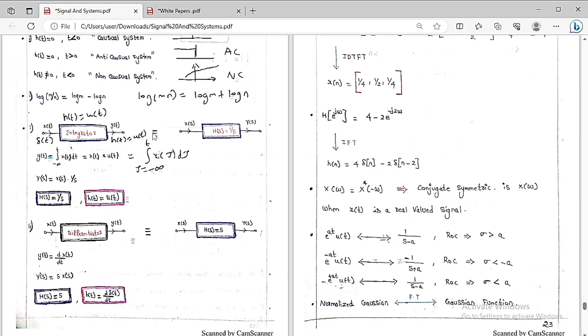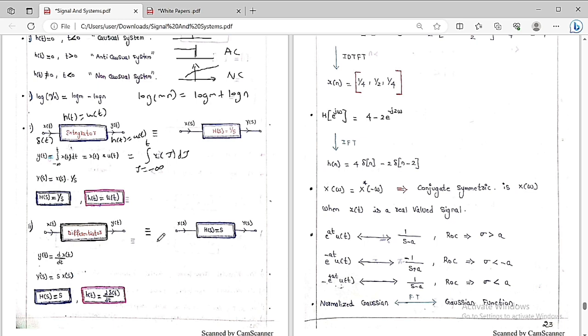Now the next thing is the differentiator. How do we get the differentiator? Suppose the input is x of t and the output is y of t, and this is basically doing the differentiation of the input. So y of t is equal to d by dt of x of t. Apply the Laplace transform on both sides, then we get y of s is equal to s into x of s. Then what is y of s by x of s, which is h of s? H of s is equal to s.